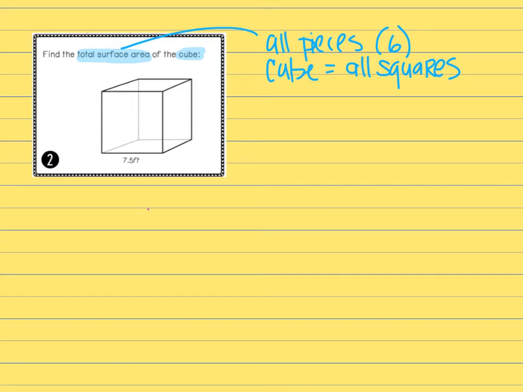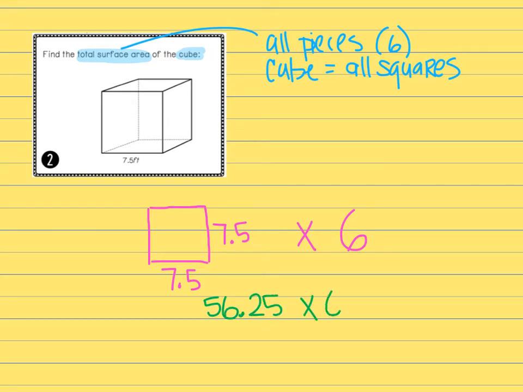I don't want to draw all 6 of these squares because that would take up a lot of space and I don't really need them. The dimension, a square, whatever one side is, all the other ones are. So I'm just going to write it twice. And then I'm going to put times 6 out here because I know I have 6 of them. 7.5 times 7.5 equals 56.25. And then we have 6 of those pieces.